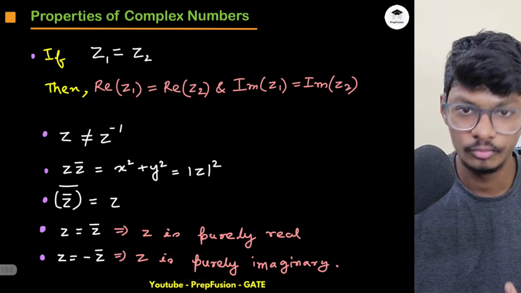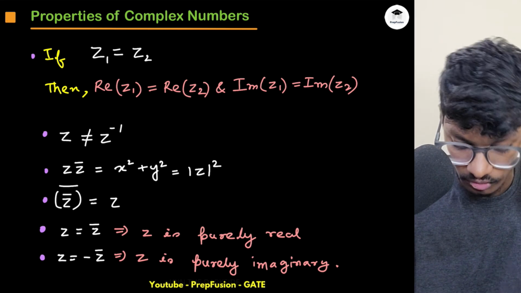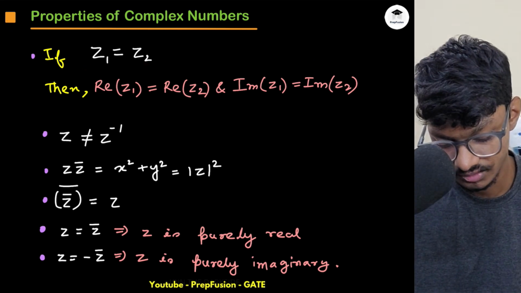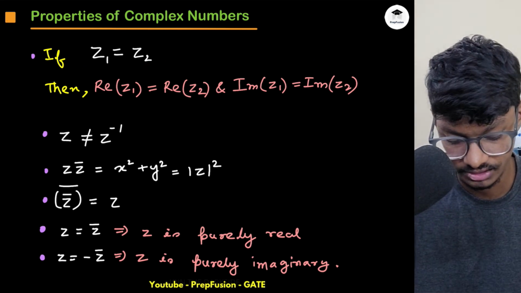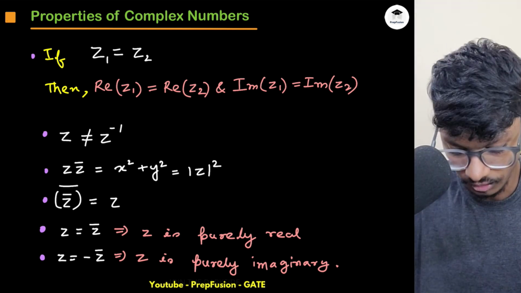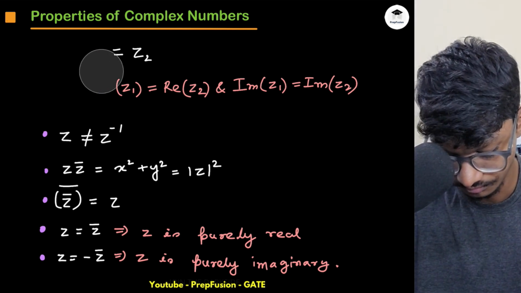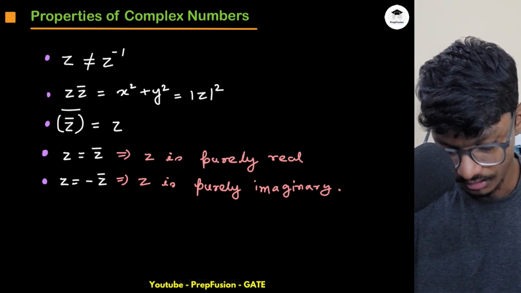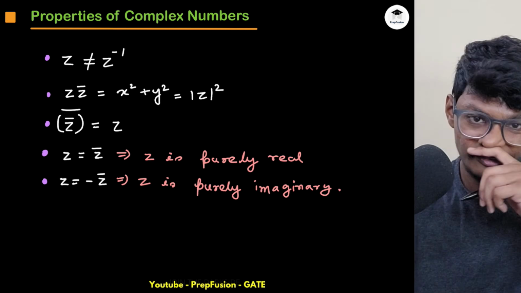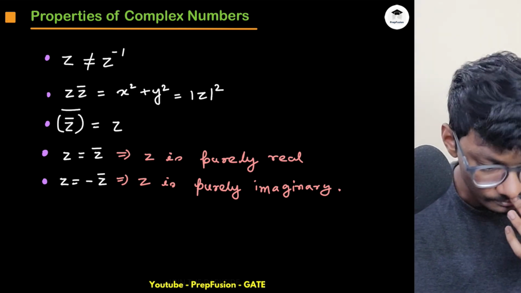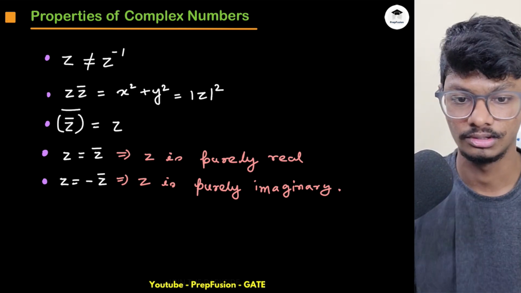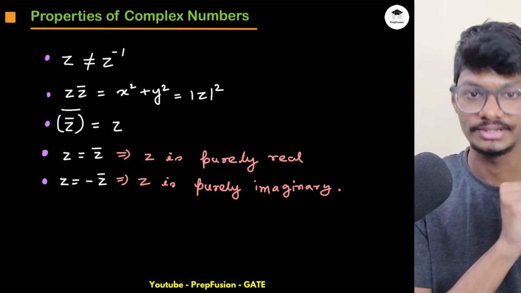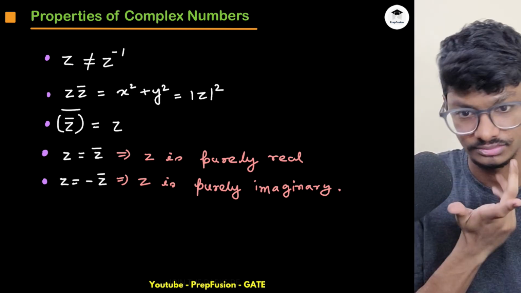So a few more properties we have to understand for complex numbers. If z1 is equal to z2, I've already told you, the real part of z1 is equal to the real part of z2, so I don't need to write that here again. But these properties are important. Your z will never be equal to z inverse anyway. Z inverse is something else; it is basically 1 by z, and 1 by z is not equal to z, that we know already.